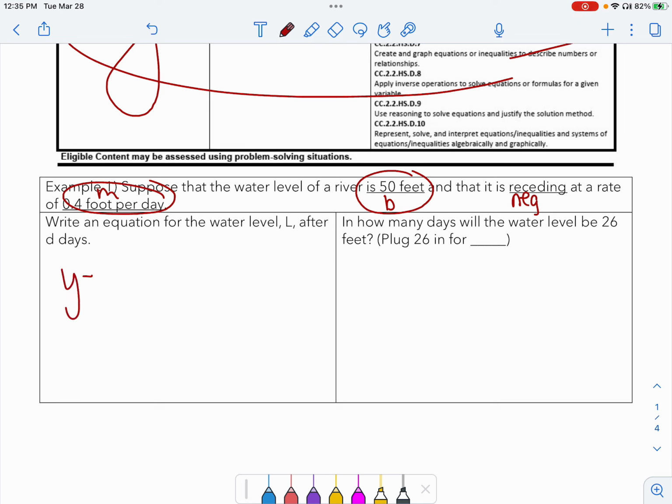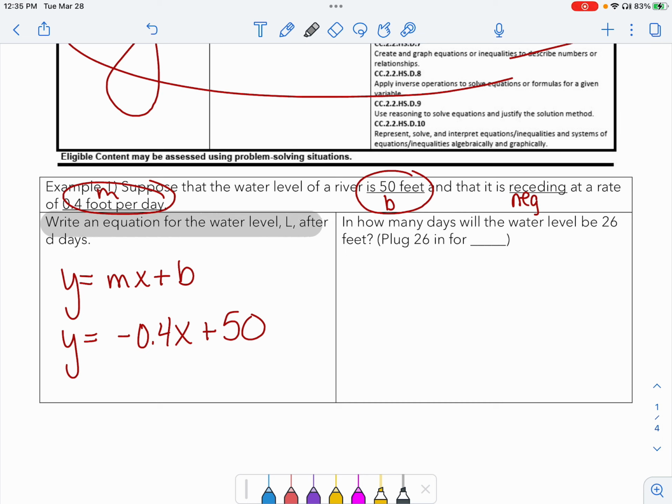So when we do y equals mx plus b, I'm going to have a negative 0.4 because it's receding and it started at 50. Now maybe what I did is I read right over this. They said to do the equation, which I've done. However, they want the water level to be L and they want D to represent days. So I'm going to get rid of my y and x. And do you see how it says 0.4 foot per day right here? That's where your D goes. And the water level is L.